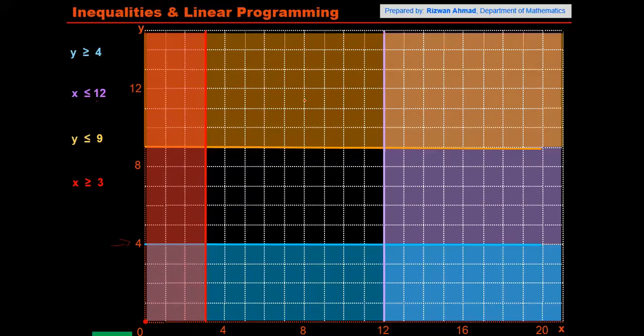So see that all this region is shaded except this middle one inside the rectangle, bounded by red, yellow, blue and purple lines. Okay, so this is the wanted region. We label it with letter R. Since all the inequalities had the equal signs, all the boundaries are included in the region. So that's why I make them dark, not broken.